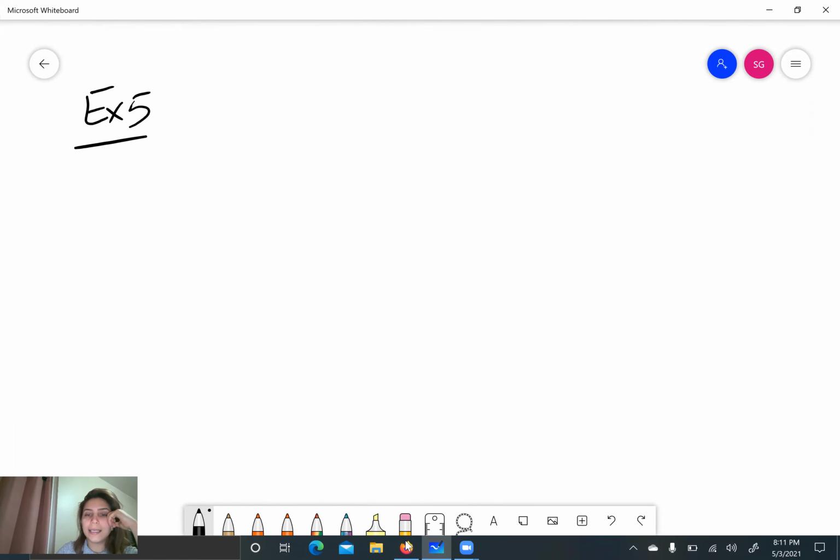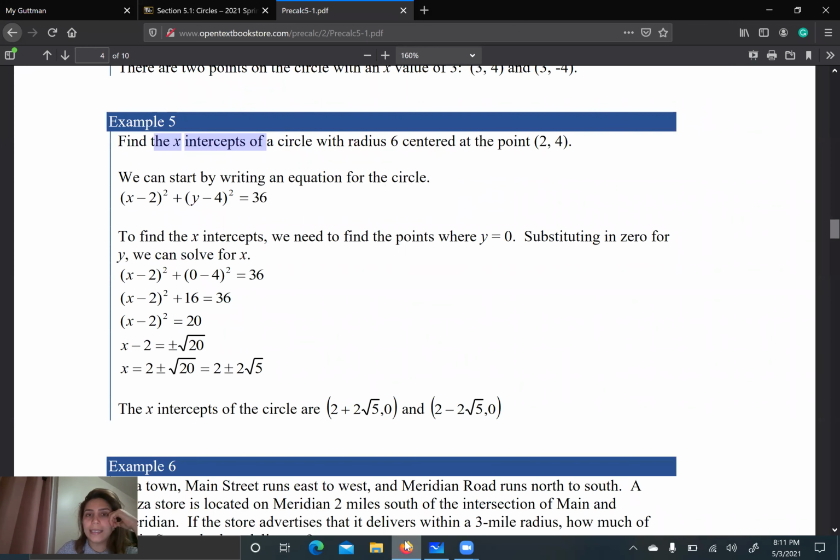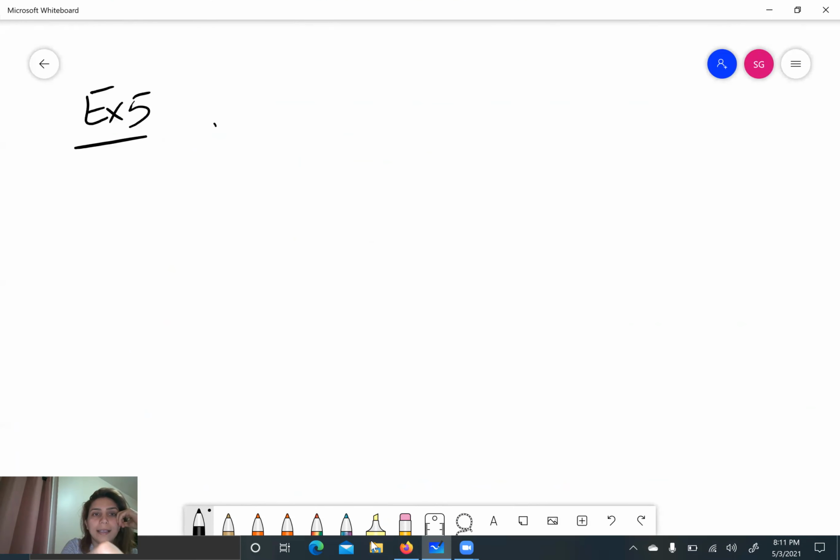What is the circle? It's a circle centered at the point 2 and 4, radius 6.